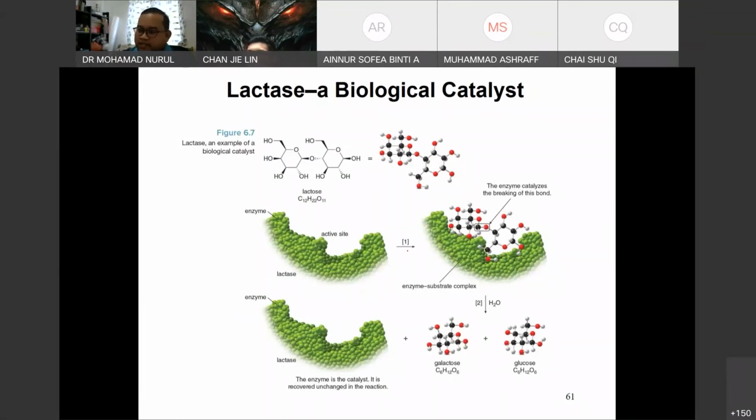But as chemists, we are crazy sometimes. We want to reduce the absorption of sugar in our body. We build something similar to lactose to block the active site, for example. Okay, so I think that's all for the lecture for chapter 6. I think everything is covered.